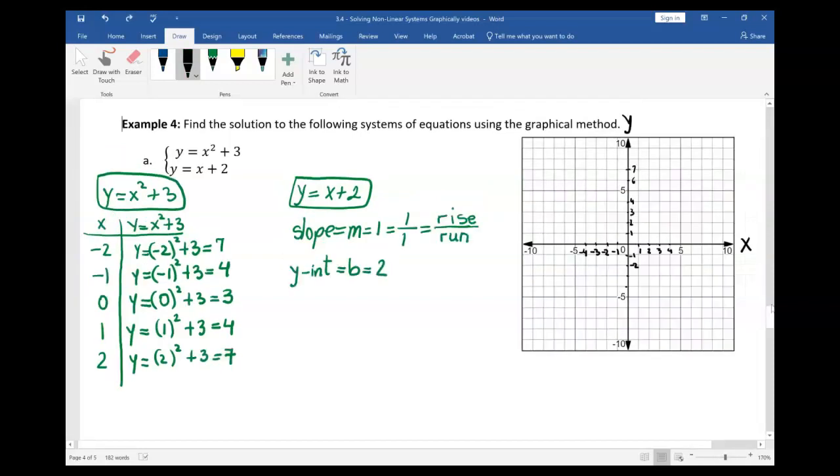Let's graph the first equation. We're going to use the points we got from the table. Our first point is negative 2, 7. Negative 2, 7 is up here. Our next point, negative 1, 4. Third point, 0, 3. Fourth point, 1, 4. And the last point, 2, 7. Now let's connect the points.